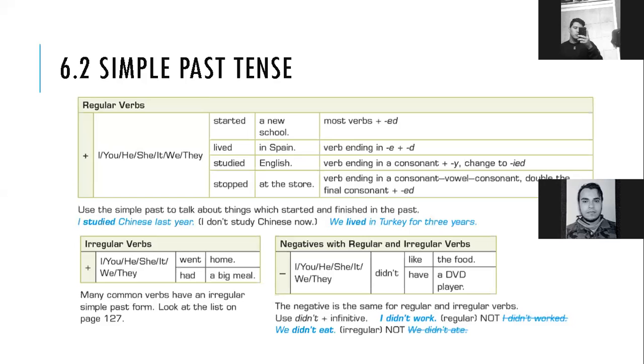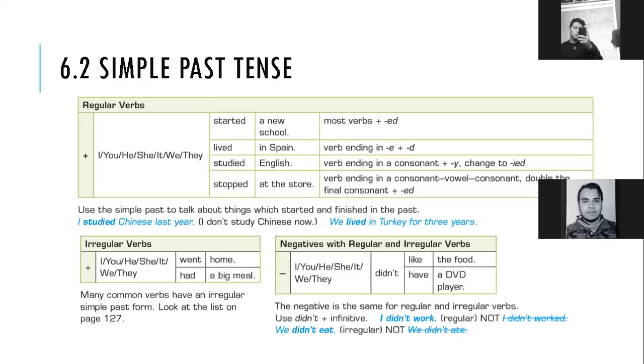You lived in Spain. When the verbs end with the consonant plus y, we're going to change y with an i and add ed. For example, study, studied. He studied English. When the verb is a one-syllable verb and ends with consonant, vowel, consonant, I'm gonna double the last consonant and add ed. Stopped. She stopped at the store. En una presentación que les subí, viene más detallado cómo poder identificar este tipo de verbos. Sí, la pueden revisar para que tengan más fresca la información.